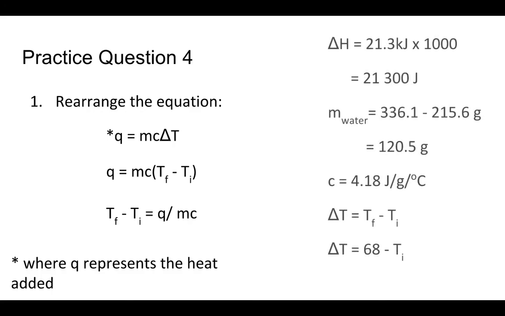Here's our data. We've been given a change in enthalpy in kilojoules. In this instance, we need to convert from kilojoules to joules, okay? Because delta H or Q, we always work in joules when we're talking about the mcΔT equation. So we times that by 1,000, which gives us 21,300 joules. The mass of water from our data can be calculated using the mass of the beaker plus the water minus the mass of the beaker alone, which is 120.5 grams. Specific heat capacity of water remains the same, obviously. And our change in temperature is 68 minus T initial, which is what we're trying to work out.